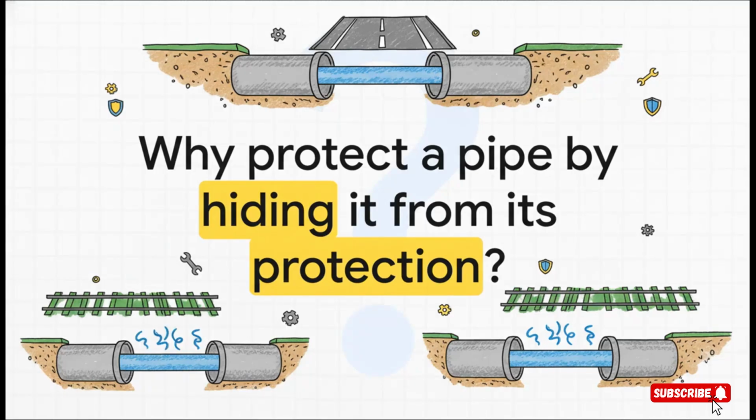Yeah, it really does sound completely backward, doesn't it? Why would you put a protective sleeve around a pipe that ends up shielding it from the very system that's supposed to prevent corrosion? Well, it turns out these casings are absolutely essential when you're crossing under a road or railway. They have a few jobs that are just non-negotiable.